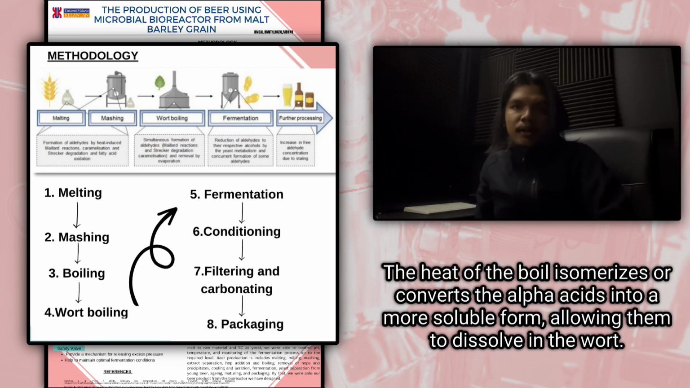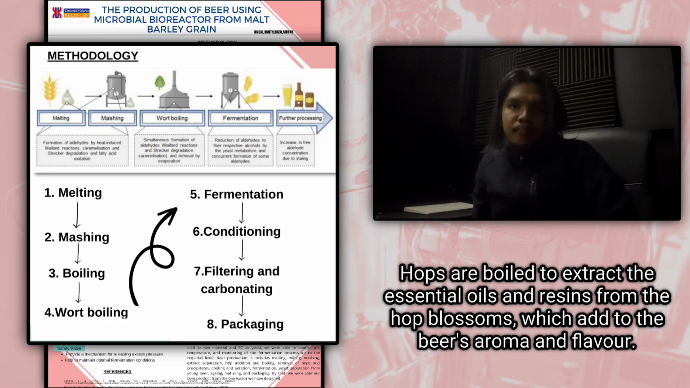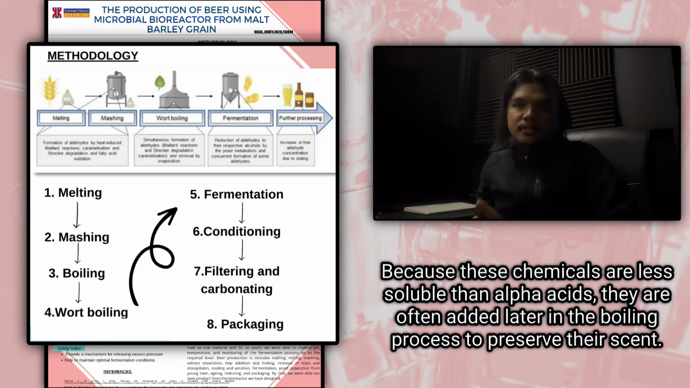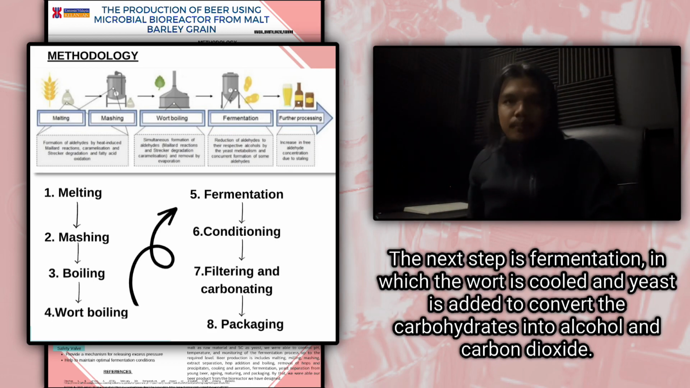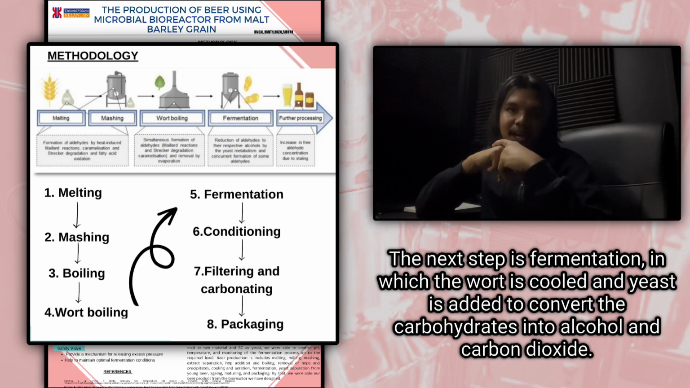The heat of the boil isomerizes, or converts, the alpha acid into a more suitable form, allowing it to dissolve in the wort. Hops are boiled to extract the essential oil and resin from the hop blossom, which add to the beer aroma and flavor. Because these chemicals are less soluble than alpha acid, they are often added later in the boiling process to preserve the scents. In addition, as some water evaporates during the boiling process, the sugar concentration in the wort increases, resulting in a stronger beer.